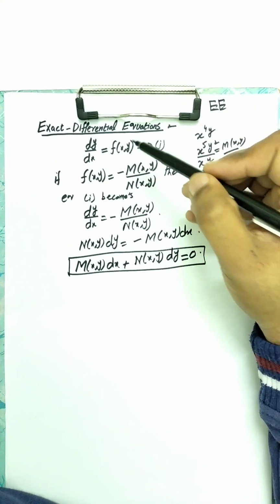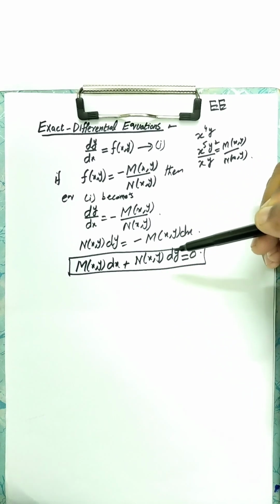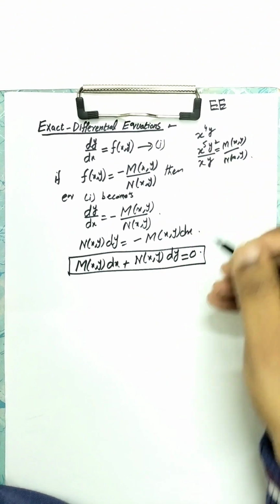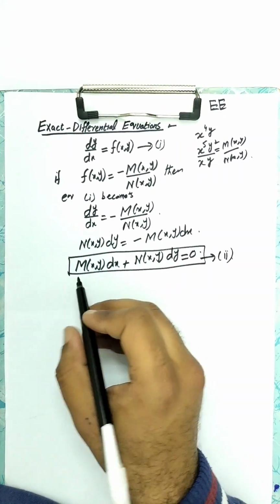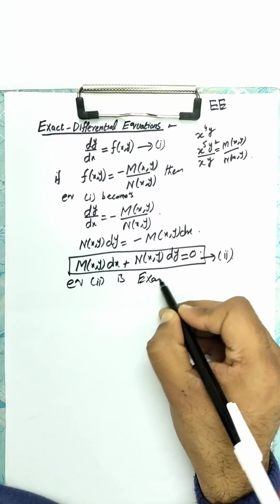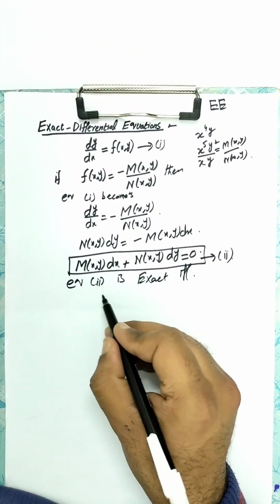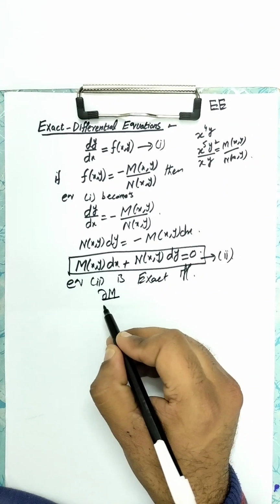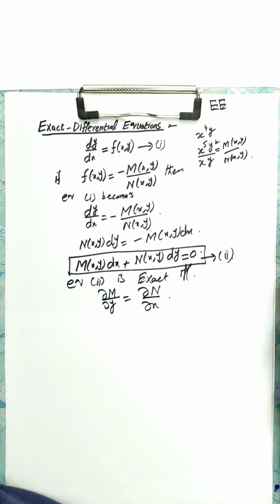We first convert this explicit form into a differential form. So this is the differential form of a first order first degree differential equation, and this equation we name equation number 2. This equation number 2 is exact if and only if partial M over partial y is equal to partial N over partial x.